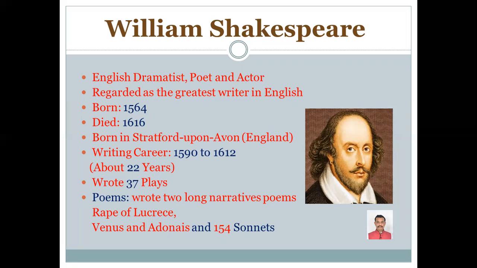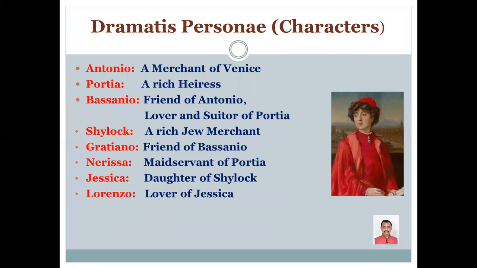Besides writing dramas, he has also written some poems. He wrote two long narrative poems, Rape of Lucrece and Venus and Adonis. He also has written 154 sonnets, and he is regarded as the greatest writer in the world. He has created immortal dramas and his fame is everlasting. Now, we will begin with the drama.